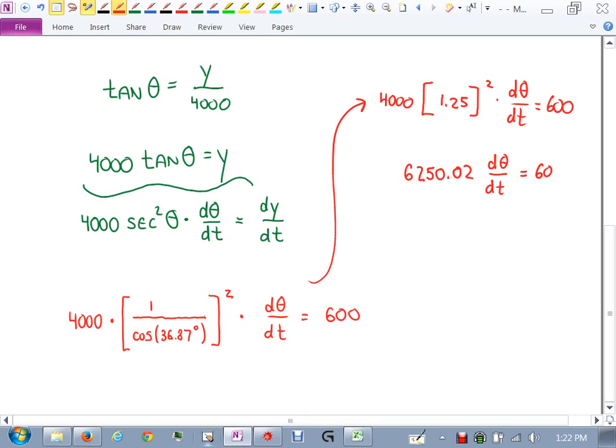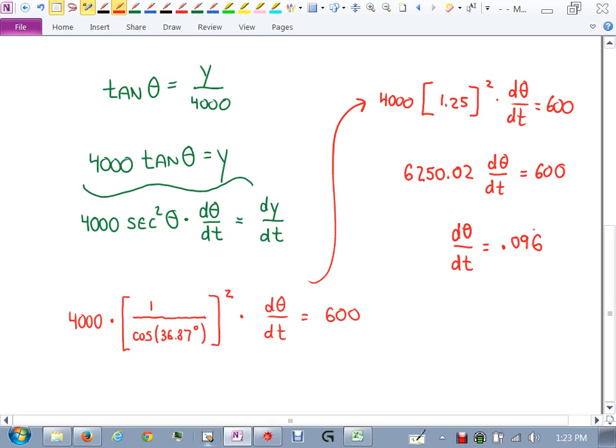equals 600. Is that all right? Square the 1.25, multiply times 4,000, and then now take 600 and divide it by that. Get 0.096. D theta dt is 0.096.